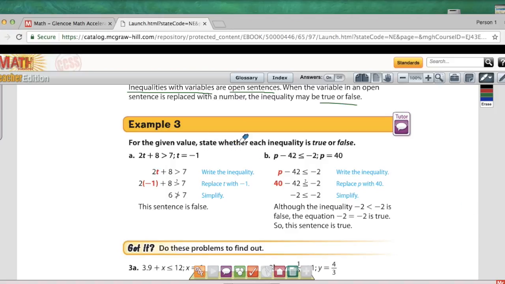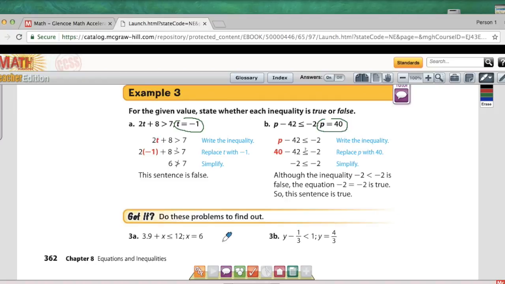For the given value, state whether it's true or false. So we're just plugging in numbers, something we've done quite a bit of during first semester. We've been substituting in values for the variable into mostly expressions. Now we're substituting it into inequalities. And so same type of thing we've been doing, only we're using inequalities this time.